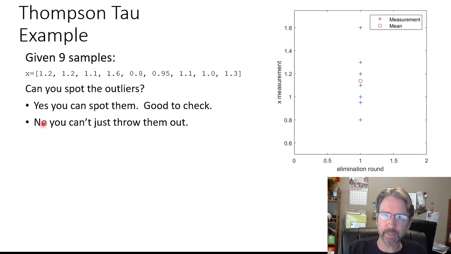So here's some sample data. There are 9 samples measured here in this set, so 1.2, 1.2, and so forth. And then they're graphed here. This is the value, and they're all measuring the same thing, so they're lined up here. And the question is, can you spot the outliers? Your eye is a good indicator of what's an outlier. So you can see this one way up high, maybe this one down here might be outliers compared to the ones in the middle. So you can spot them. So definitely plot them and look, make sure you see an outlier. But you can't just throw them out based on that looking bad.